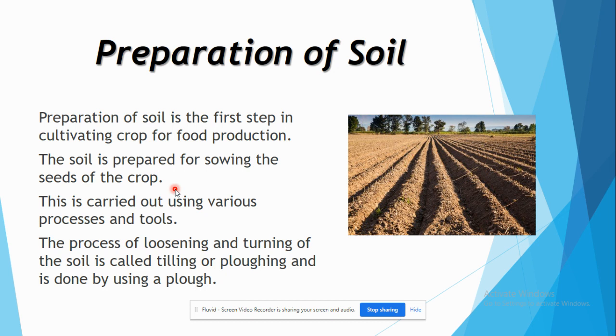Since only a few centimeters of the top layer of the soil supports plant growth, turning and loosening of the soil brings the nutrient-rich soil to the top so that the plant can use these nutrients easily. Thus, turning and loosening of the soil is very important for cultivation of crops.